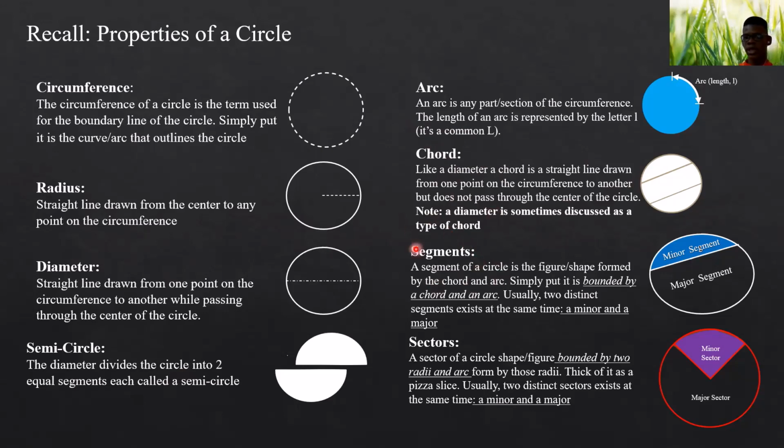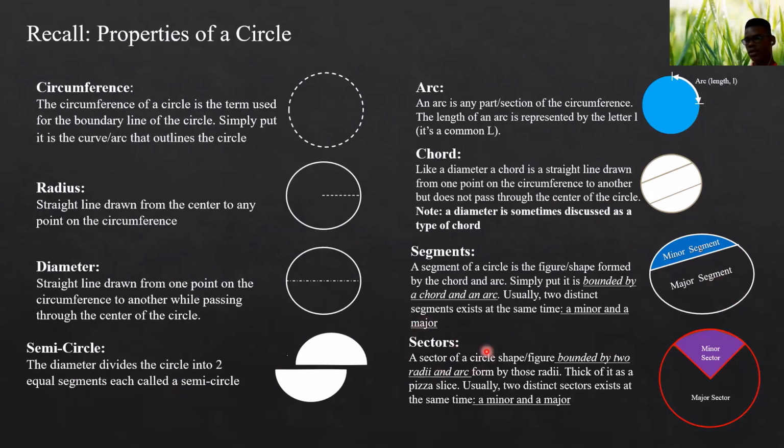Next is the segment. When we draw a chord, it splits the circle into segments, minor and major segments. Same as how the diameter splits the circle into semicircles. If it's not perfectly split into 2 halves, then it's split into 2 segments, a minor segment and a major segment.